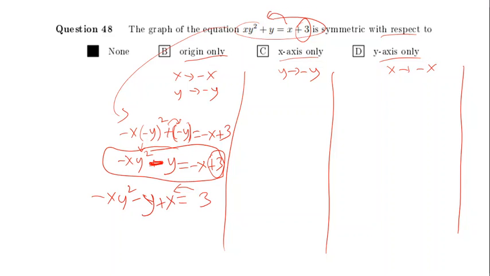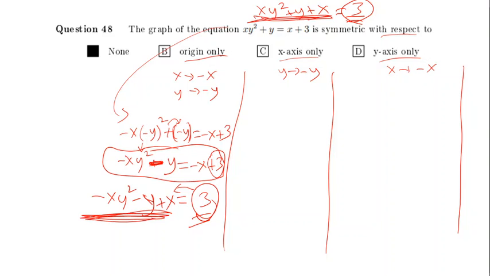Now you can send this one to the other side, you get -x, and you can compare this one. Is 3 equal to the same thing on both sides? No. So if you send x to the other side, you get xy squared plus y plus x equal to 3. The 3s are the same, but you can compare this part, and they're not the same for sure. Not equivalent to the original equation.